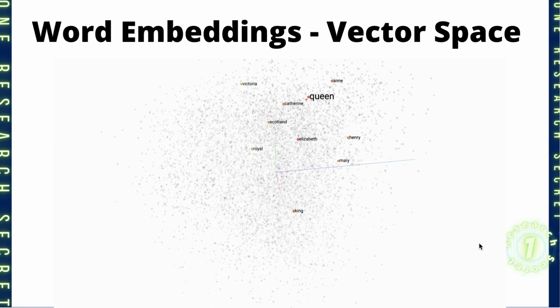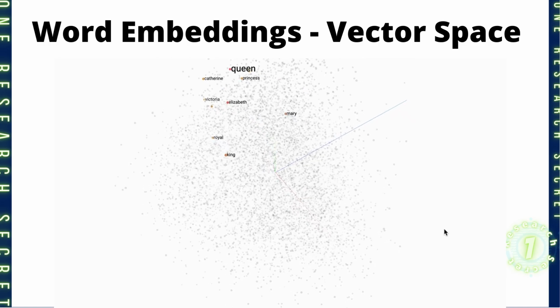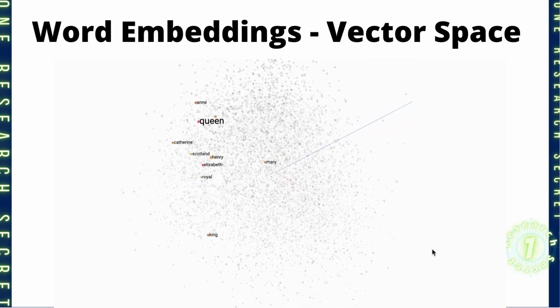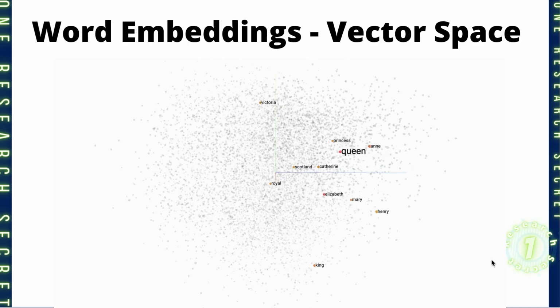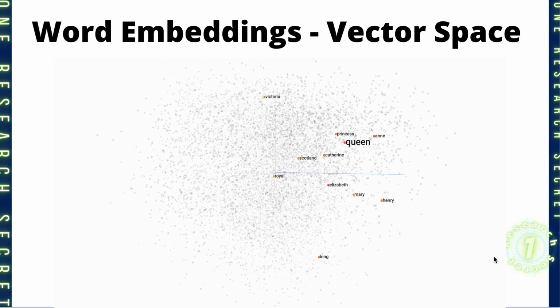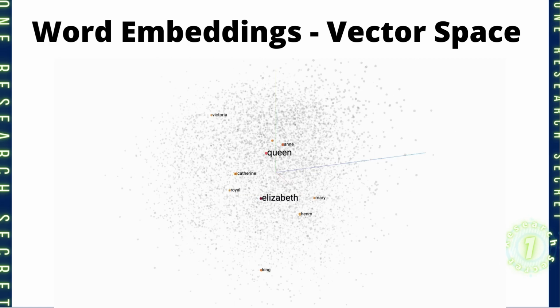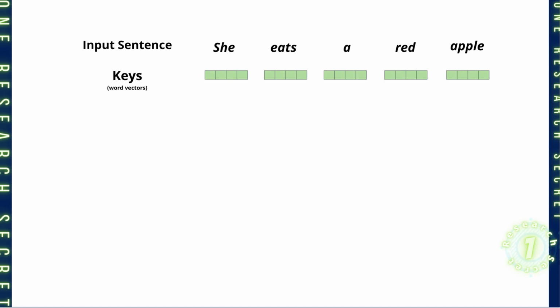It is a technique in which each word is represented as a vector in a vector space. What you are now viewing is one such vector space showcasing the word queen and the top 10 words occurring close to it. In the attention mechanism, first the words are converted into such vectors, since the model understands numbers and not words. These vectors are called keys. The word we are evaluating at a time is called the query.